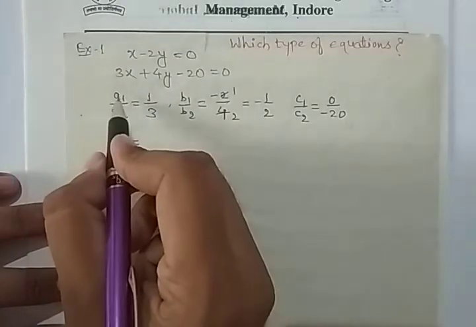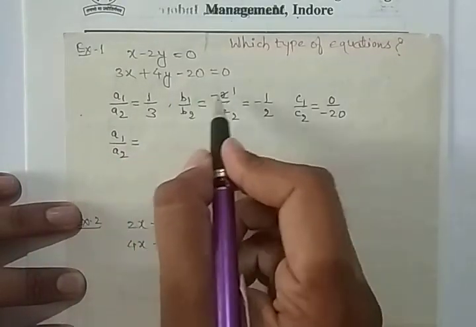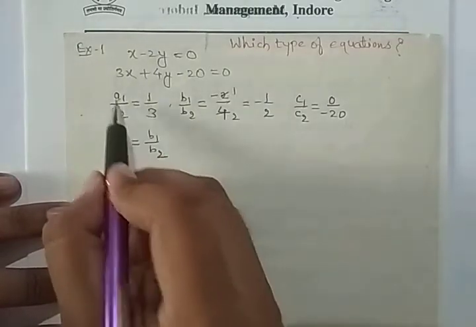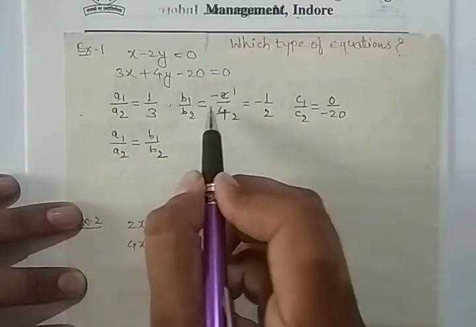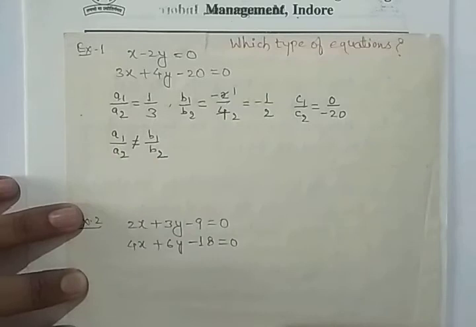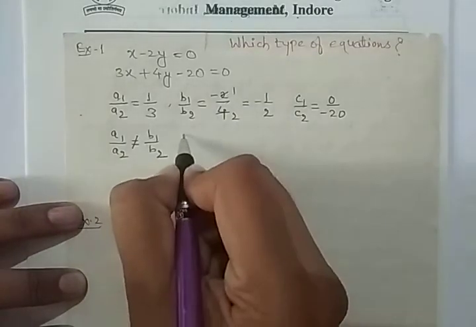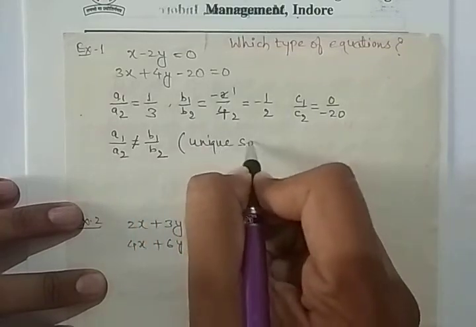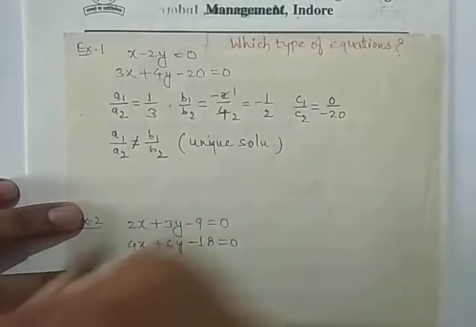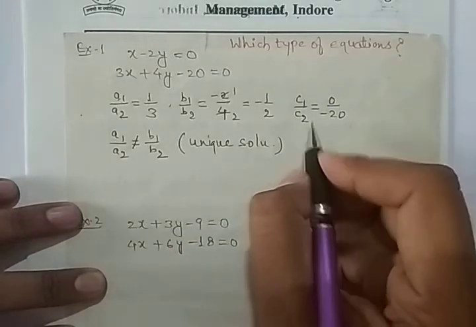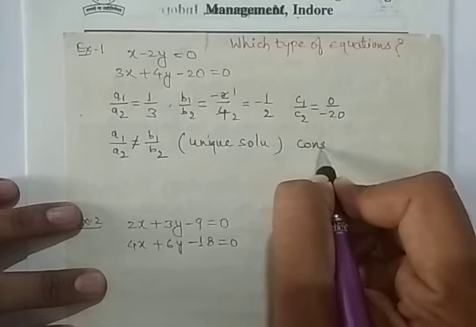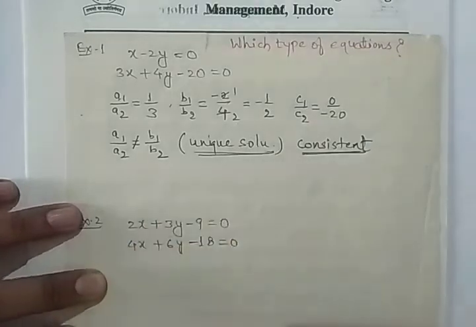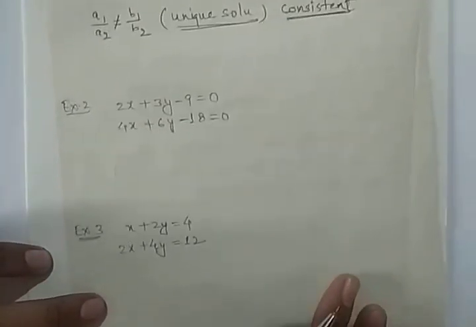We can observe that a1 upon a2 is not equal to b1 upon b2. Here a1 upon a2 is 1 by 3 and b1 upon b2 is minus 1 by 2, so they both are not equal. That's why we can say that there will be a unique solution and the pair of lines will be consistent.